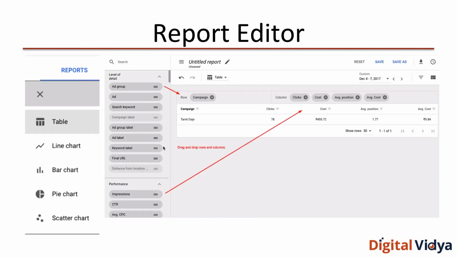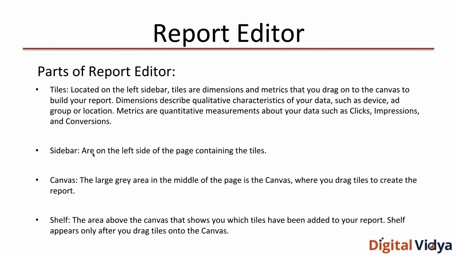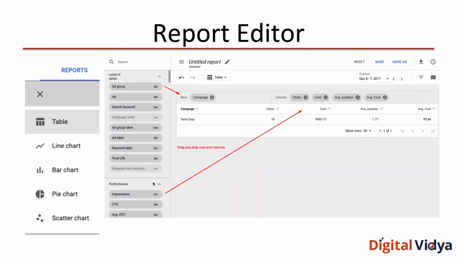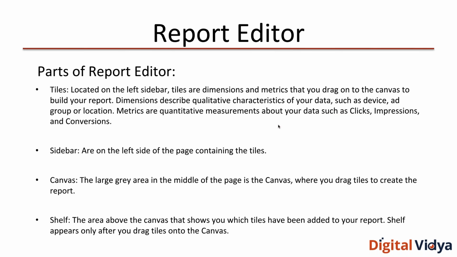All right. So coming back to report editor. On the left side, you have a list of tiles, which are basically different metrics which you can drag and drop to the right side. And you have a left navigation panel where you can select different types of reports. On the right hand side, you have a canvas, which is a gray area where these tiles are dragged and dropped. This is a canvas.